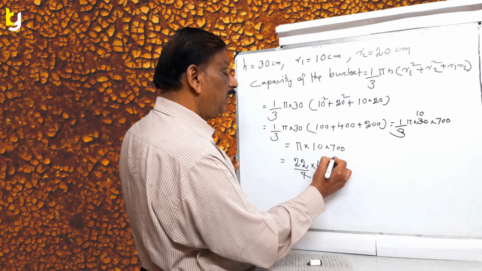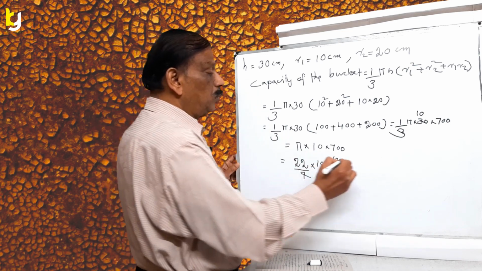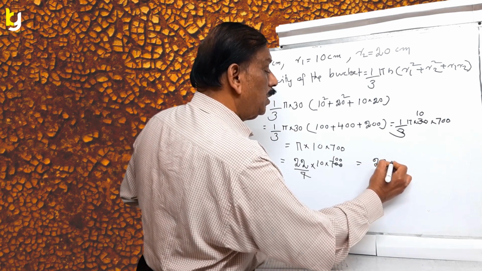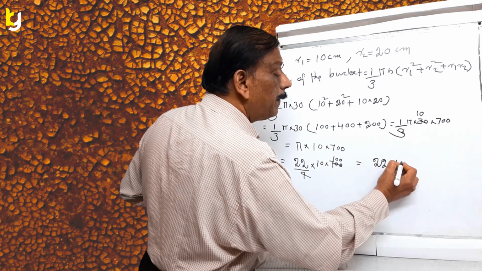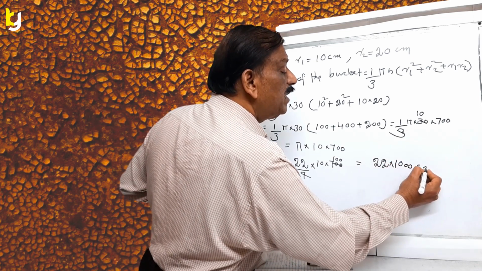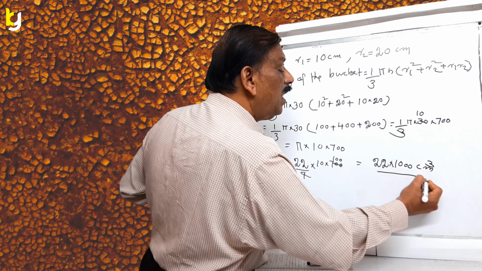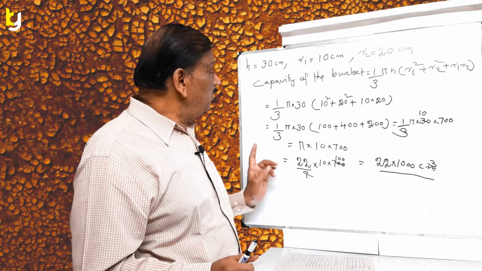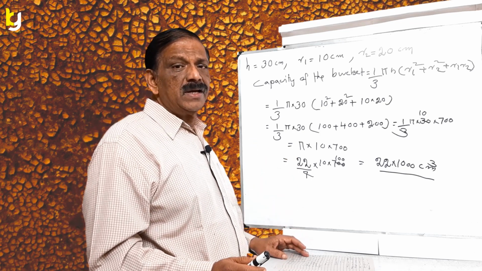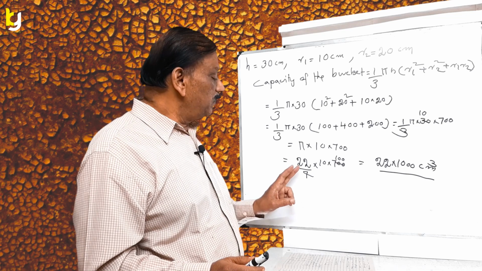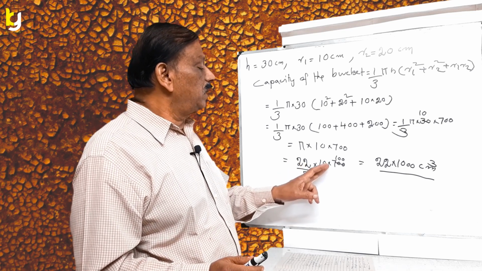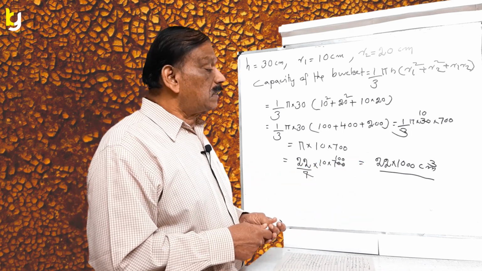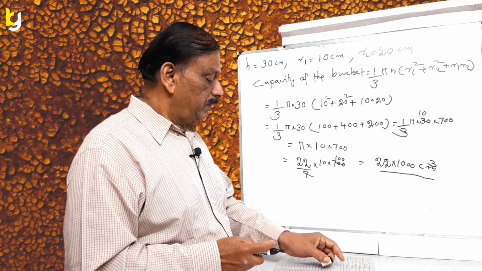7 will go 100 times. So, this is equal to 22 into 10 into 100, centimeter cubed. That is the capacity of the bucket, that is the volume of the bucket. So, the capacity of the bucket, that is the volume of the frustum, that is equal to 22 by 7 into 10 into 700, that is equal to 22 into 1000 centimeter cubed.